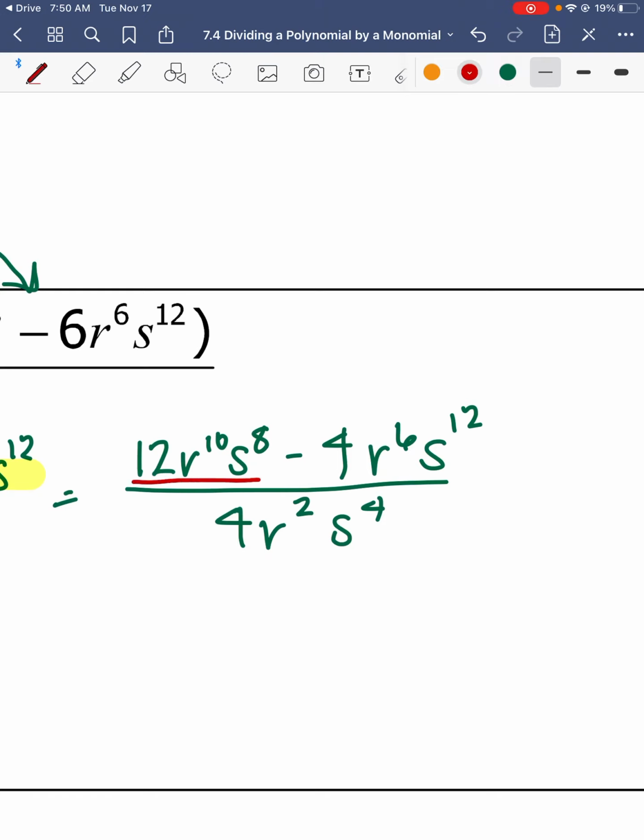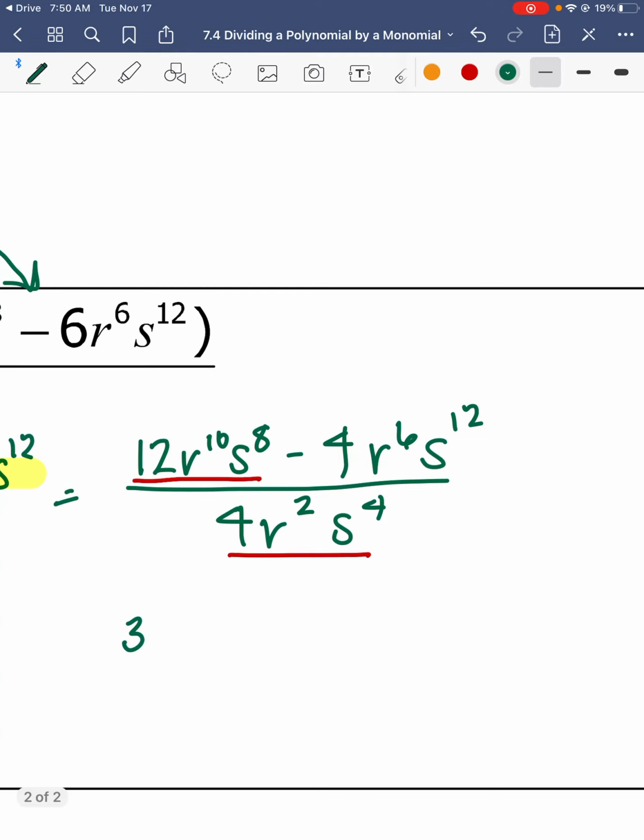All right, so now let's do this division here. So first let's look at 12r^10 s^8 divided by 4r^2 s^4. 12 divided by 4 is 3. r^10 divided by r^2, 10 minus 2 is 8, so we have r^8. s^8 divided by s^4, 8 minus 4 is 4, so s^4 here.